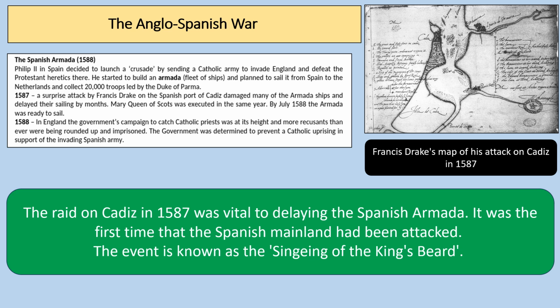So in 1588, in England, the government's campaign to catch Catholic priests was at its height, and more recusants than ever were being rounded up and imprisoned. The government was determined to prevent a Catholic uprising in support of the invading Spanish army.